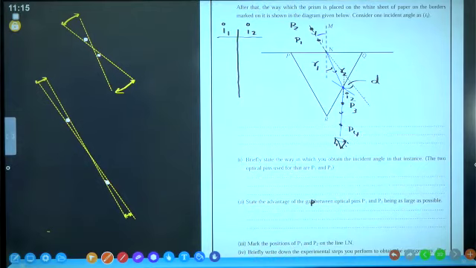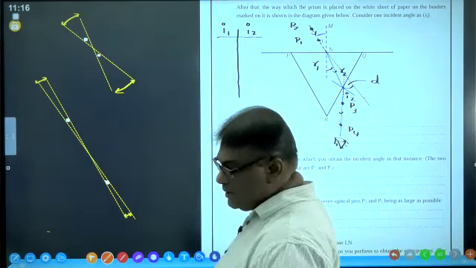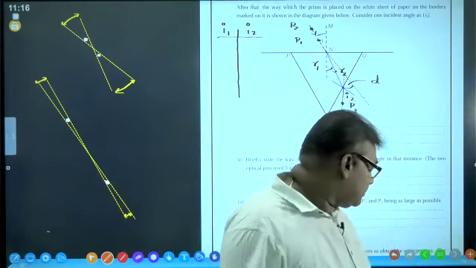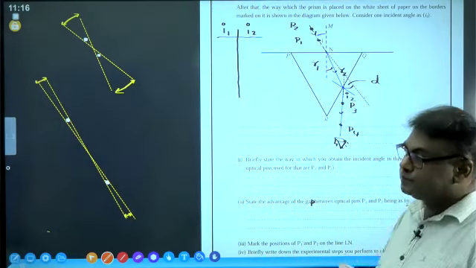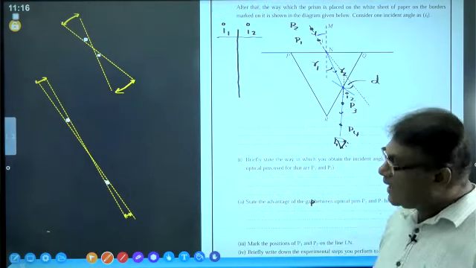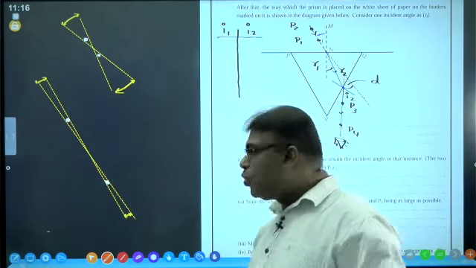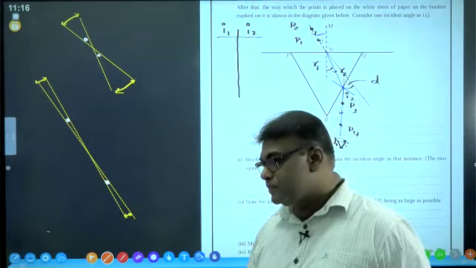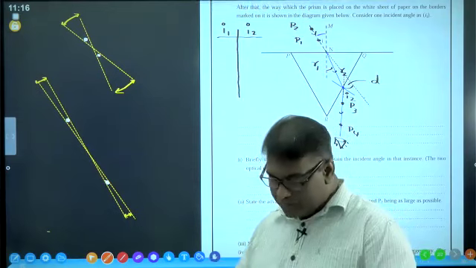And can we write down? Next slide. If the pins are far away, the deviation of the light rays can have small deviation, small deviation, while looking through the observing surface.